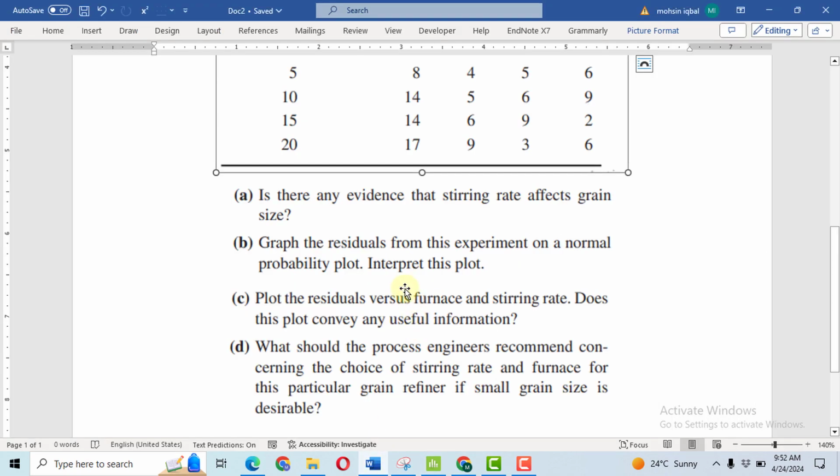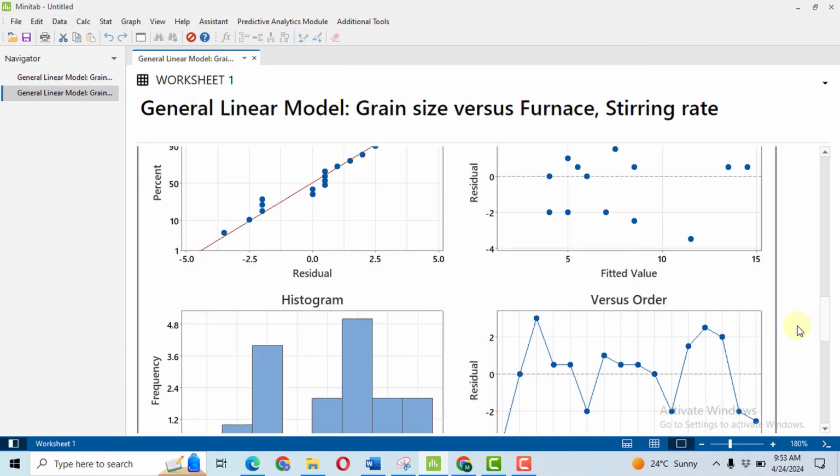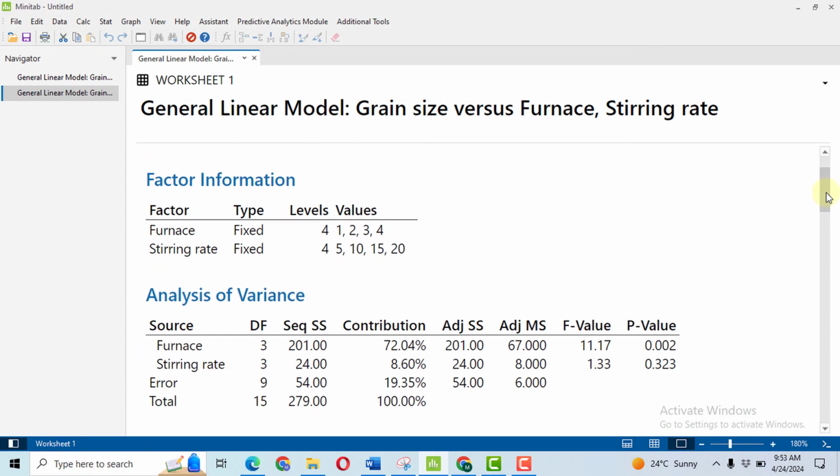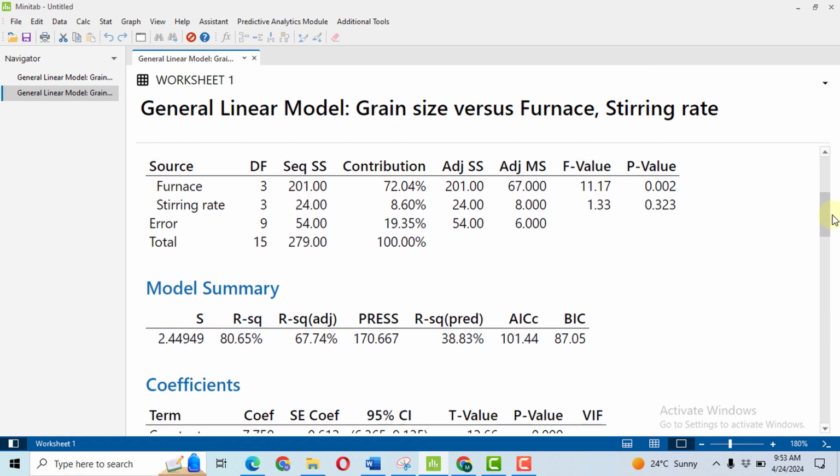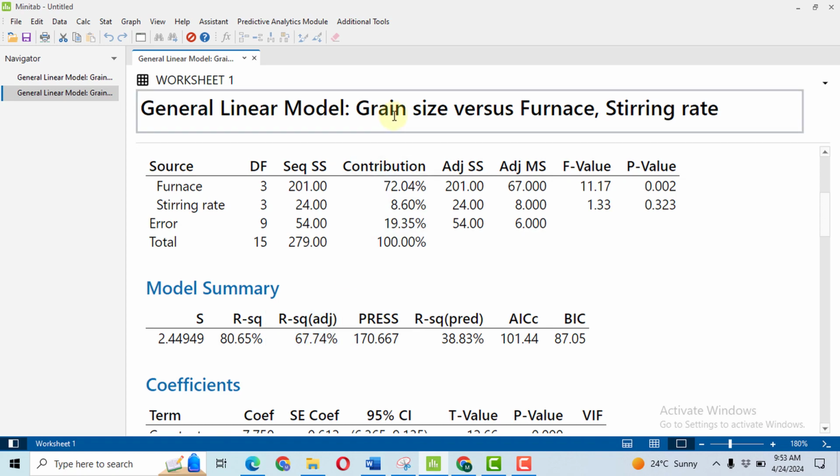This question has been asked there: graph the residuals from this experiment on a normal probability plot and then do the interpretation. So we have done it. Now we go up to the model summary. The model summary depicts that 67.74% variation in the response variable, that is grain size, has been explained by furnace and stirring rate.